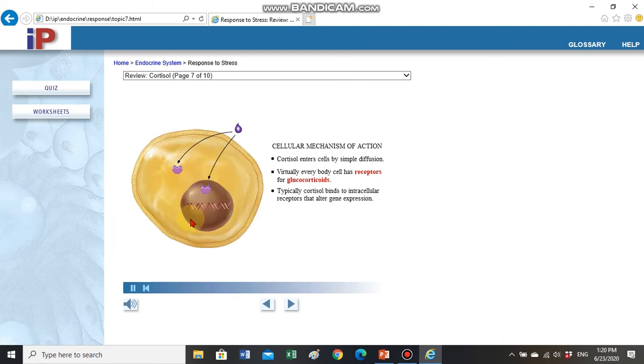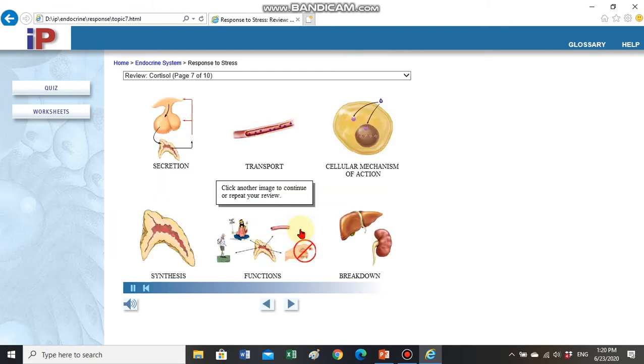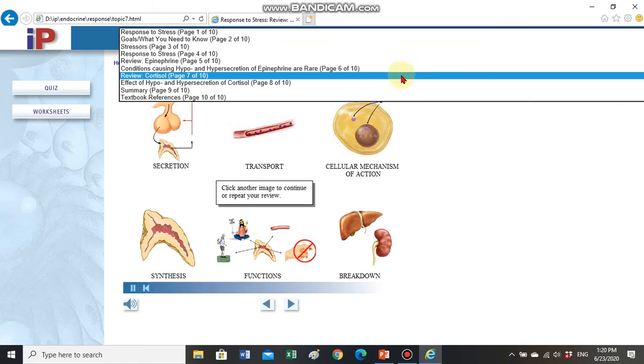Cortisol enters cells by diffusion. Nearly every cell in the body has receptors for the glucocorticoids. Cortisol binds to receptors in cytosol and the nucleus that alter gene expression. In addition to intracellular receptors, there are plasma membrane receptors for cortisol. Rapid inhibition of CRH by the feedback loop is mediated through these plasma membrane receptors.